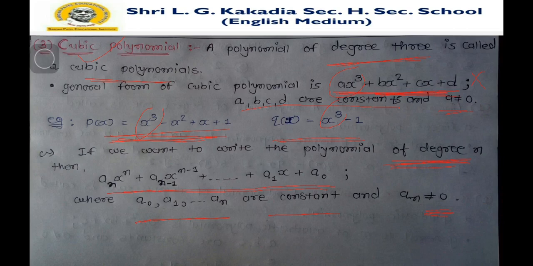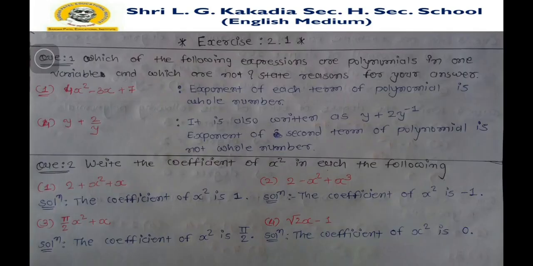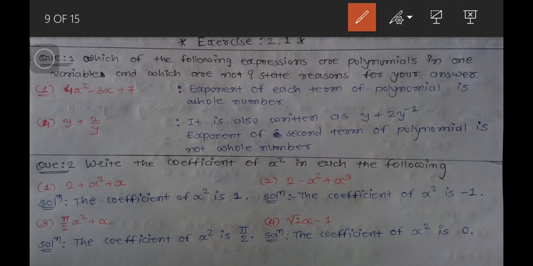From all of these, now we solve exercise number 1. Now here given first question, which of the following expressions are polynomials in one variable and which are not? State reason for your answer. So first example is given: 4x square minus 3x plus 7.